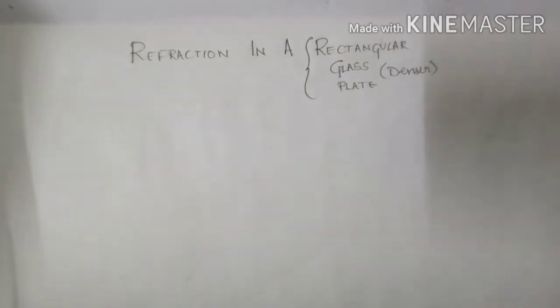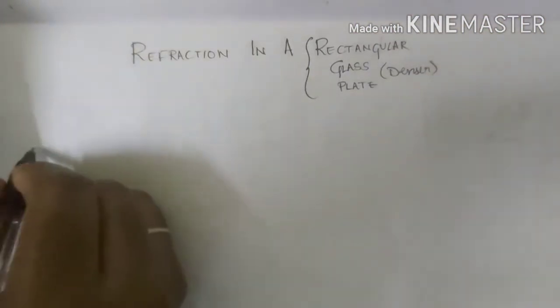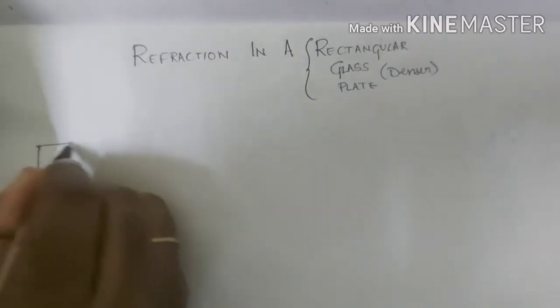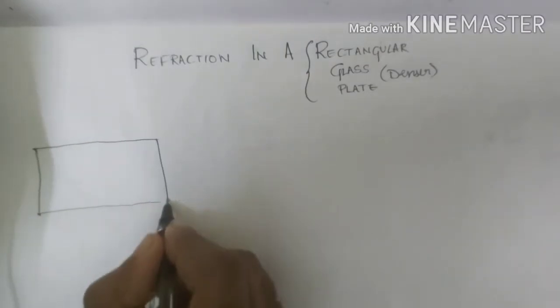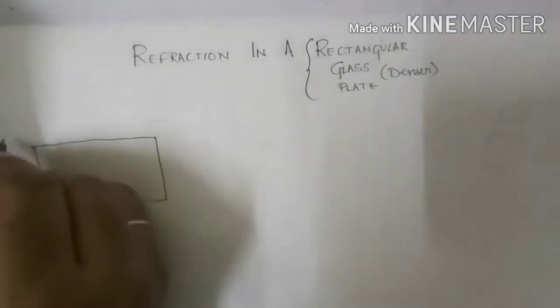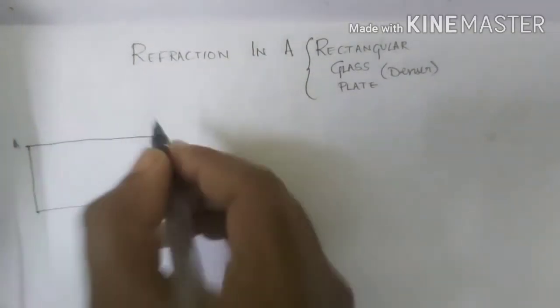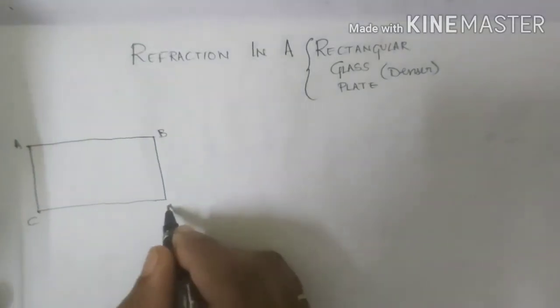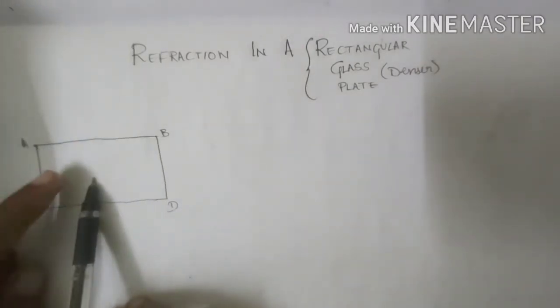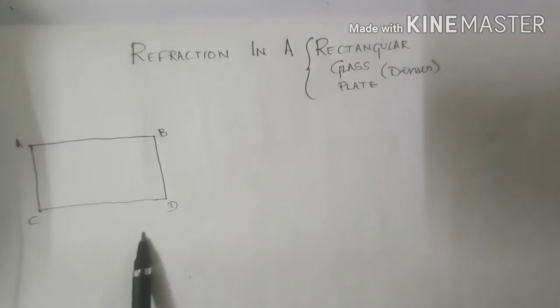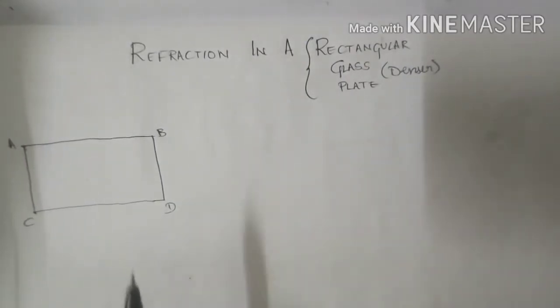Hi everyone, in this video we'll be seeing the phenomenon of refraction in a rectangular glass plate. So let us start with this diagram. Here this is my rectangular glass plate, and I'm naming it A, B, C, D. This will tell you about the refraction that happens between the air and glass and the air again. So it is like a two-way refraction. Now we'll be seeing how it works.